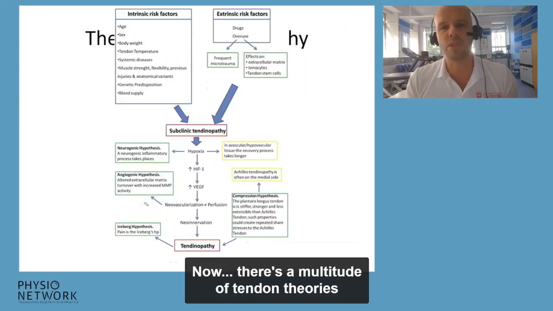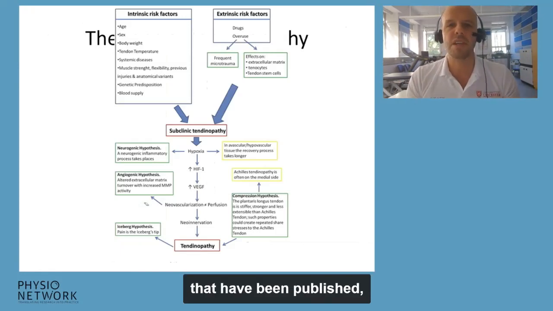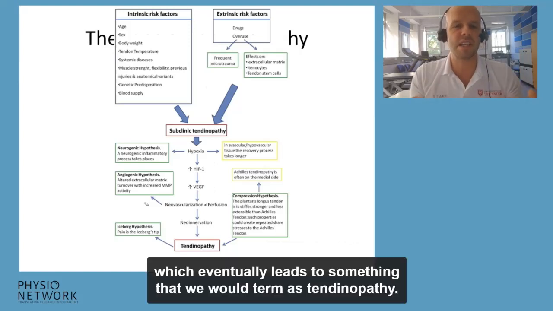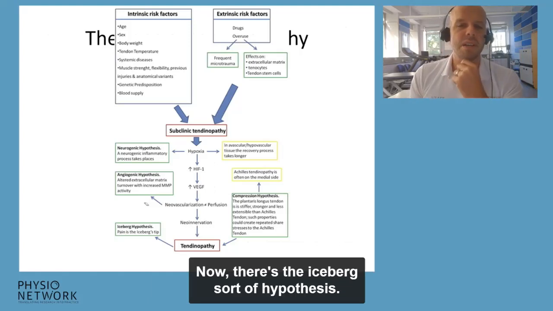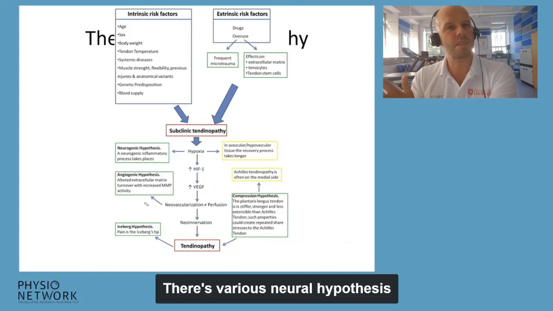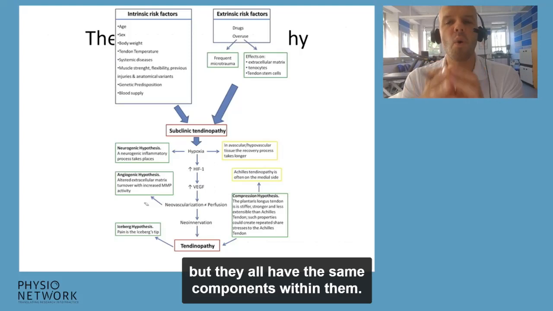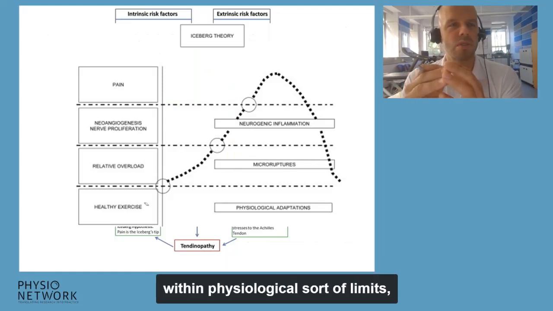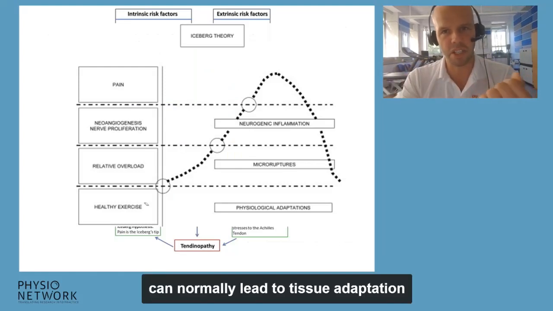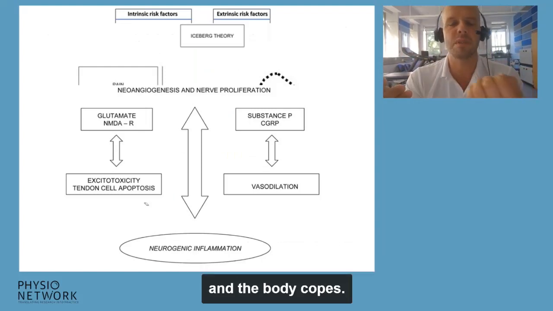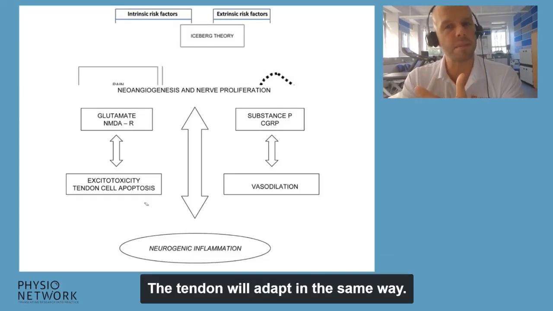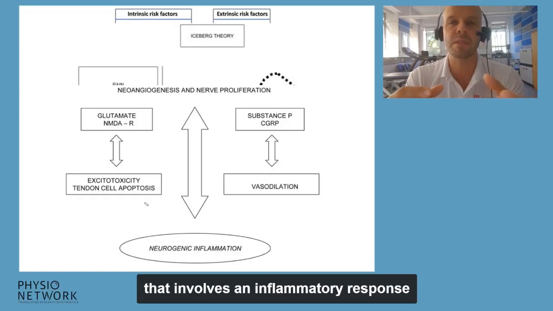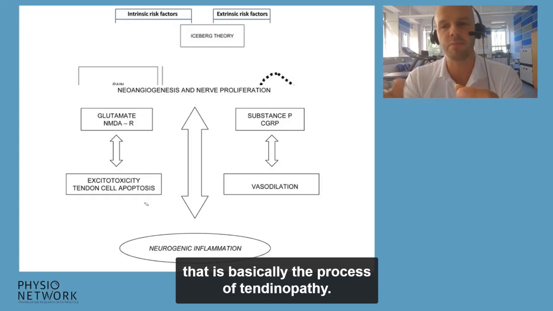Okay, now, there's a multitude of tendon theories that have been published suggesting that there's stress on the tissue that leads to changes in the tissue, which eventually leads to something that we would term as tendinopathy. Now, there's the iceberg hypothesis. There's various neural hypotheses and blood vessel hypotheses and compressive hypotheses, but they all have the same components within them. They all suggest that stress on normal tissue within physiological limits can normally lead to tissue adaptation that becomes more robust and more resilient, and the body copes, hence getting bigger muscles. If you go to the gym, for instance, the tendon will adapt in the same way. However, if you overload the tissue, it's too much stress too soon, you cause degradation that involves an inflammatory response, and that sets up tissue adaptation that is basically the process of tendinopathy.